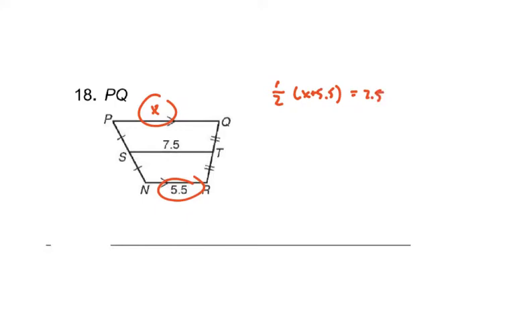A lot of people have forgotten, or at least yesterday they had forgotten, that I can undo 1/2 by multiplying by 2. That cancels. And then I can drop the parentheses. X plus 5.5 equals 15. Subtract the 5.5. And it turns out that to get a mid-segment of 7.5, x, the other missing side, would have to be 9.5.